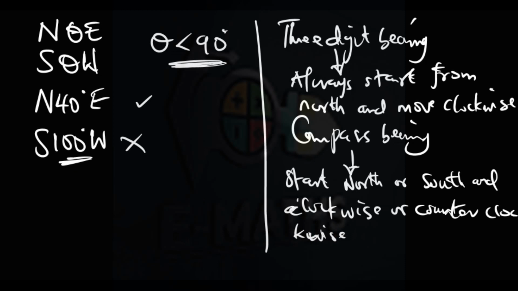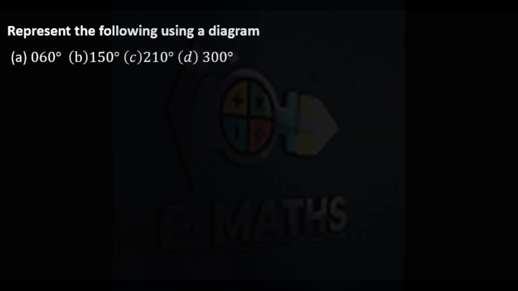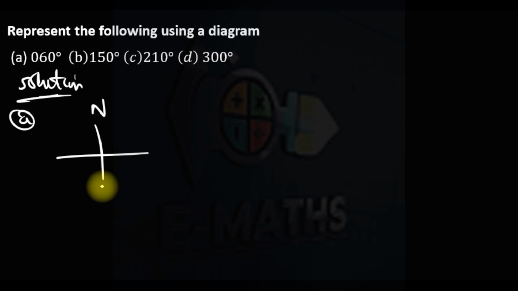So we're going to represent this. Look at this example. They say represent the following using a diagram. As you can see, they are all 3-digit bearings. So how do you do it? We first draw our cardinal points: north, south, east, west. Now we start 60 degrees from north. We move from north. So this is 060 degrees. So that's the first one.